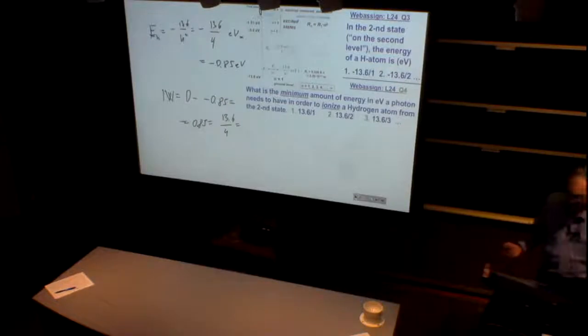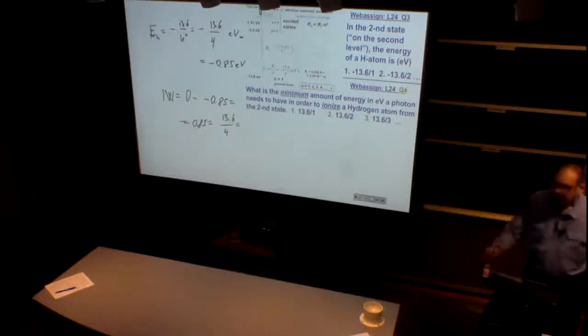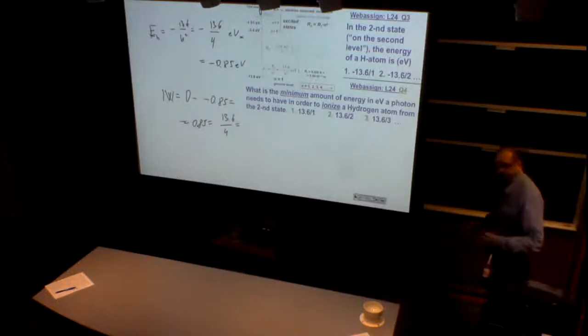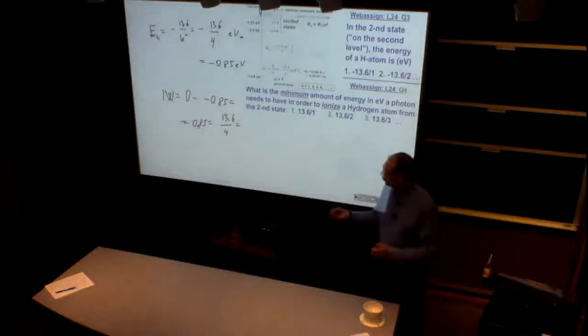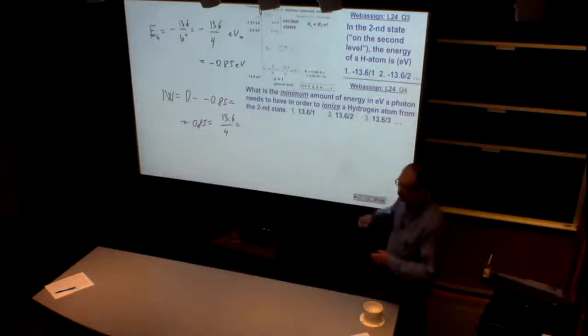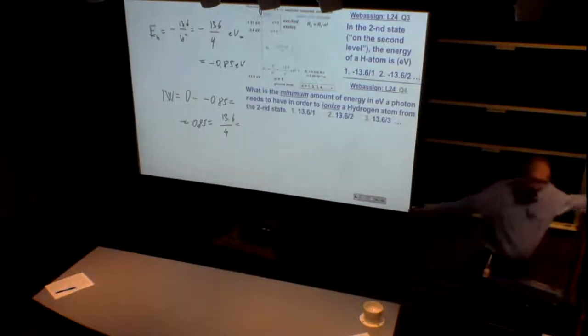That's what ionization means. And actually, if the hydrogen atom is in the ground state, to ionize it, we would have to spend 13.6 electron volts to take it apart.